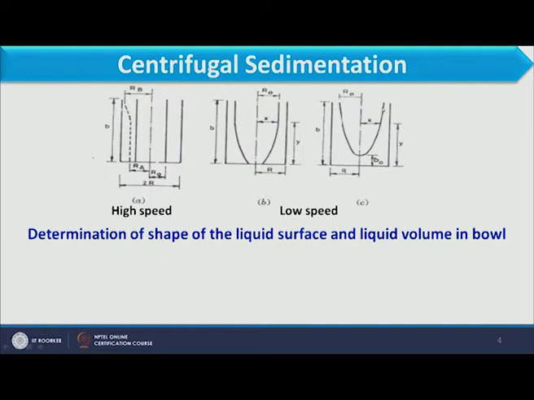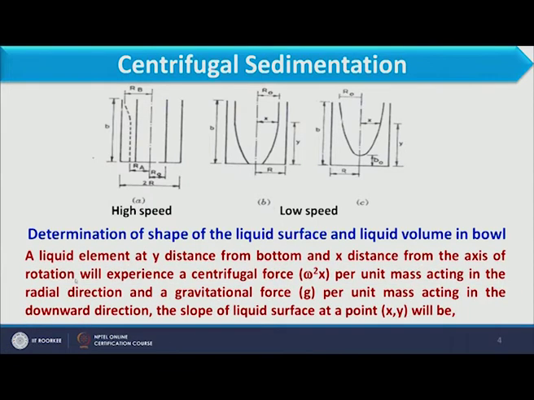So, here we have a proper parabola. However, here the parabola is not formed completely, and in this first figure at very high speed the parabola does not appear at all. So, consider a liquid element at distance y. If you consider this particular figure, here we are taking y for height and x for radius. So, a liquid element at y distance from the bottom, that is this, and x distance from the axis of rotation, that is from the center, will experience a centrifugal force omega square x.